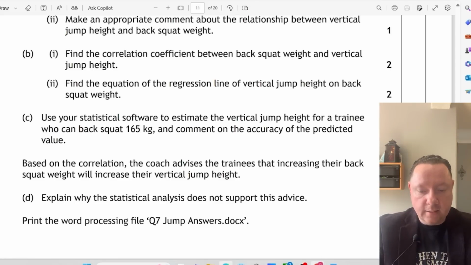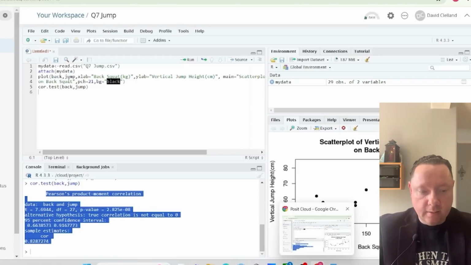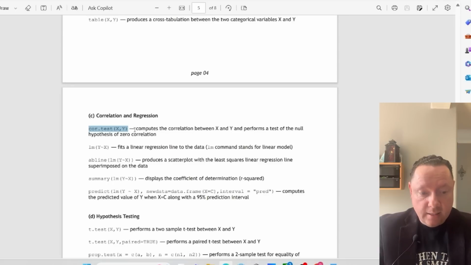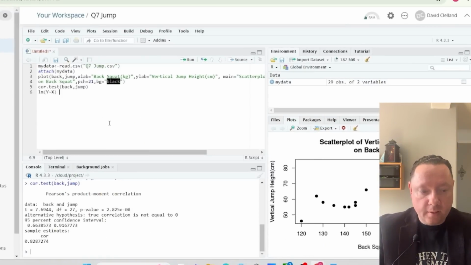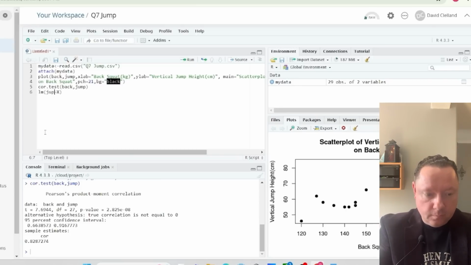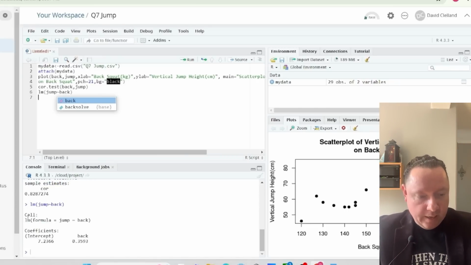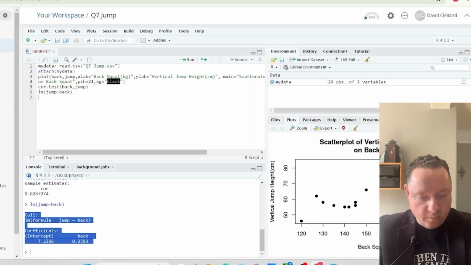Okay, so we're back in. We want to find the equation of the regression line. So data booklet again. Now, abline puts the line on, but it doesn't give you the equation. It's lm that gives you the equation. So it's that one we want to copy. Y, remember, was jump. And X was back. Control Enter. And we get output. Let me just copy that into our file again.